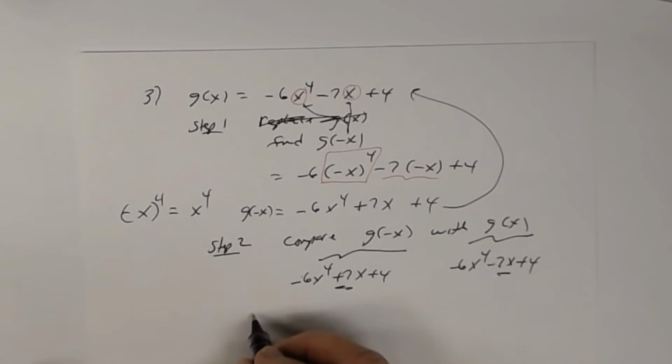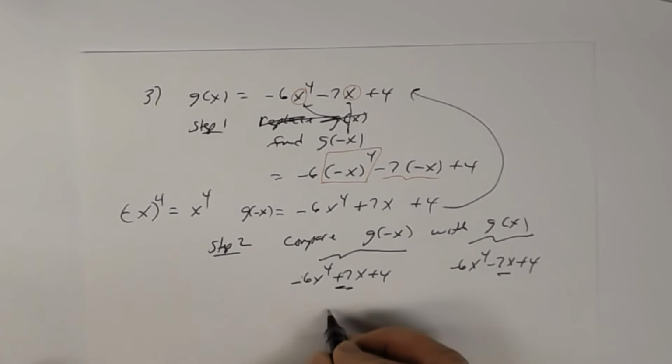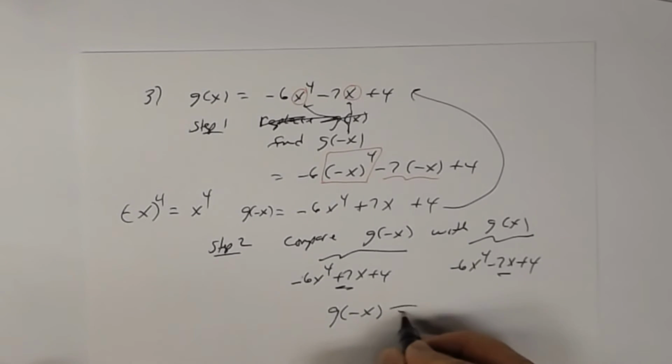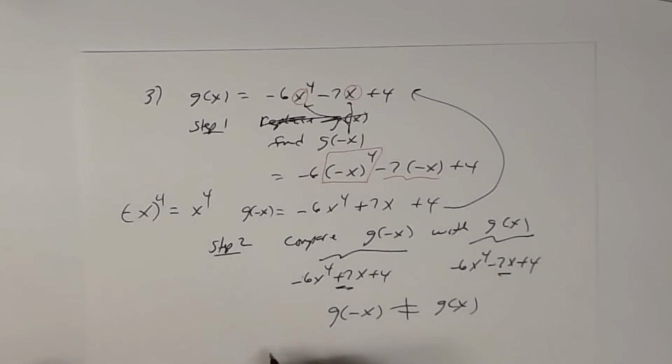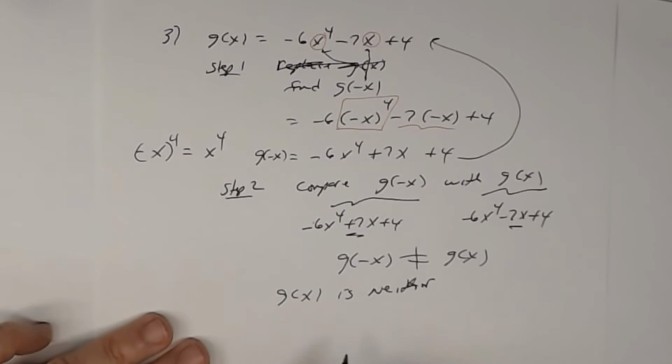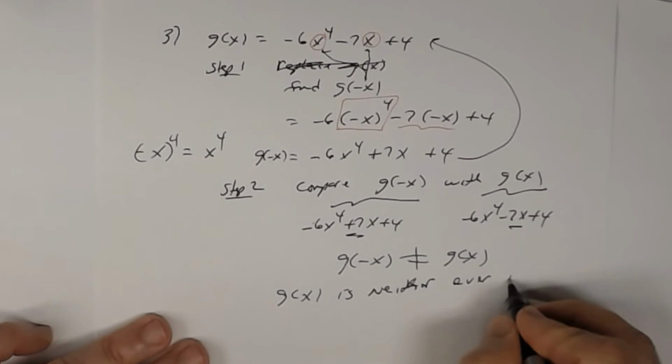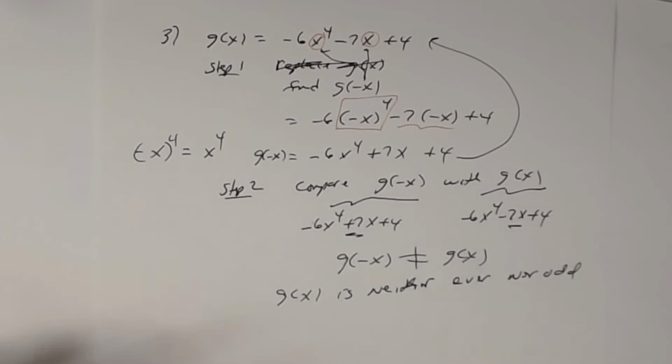And so therefore you're going to say, since it's not the same, so notice g of negative x does not equal g of x. So you're going to say g of x is neither even nor odd. Okay? All right. Let's do one more and then we'll end it. Number 4. So let's do this one.